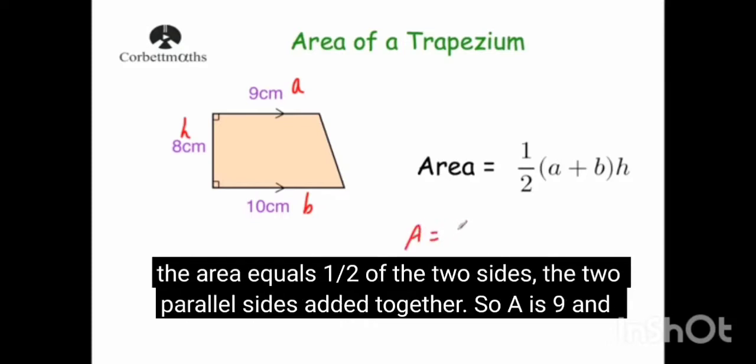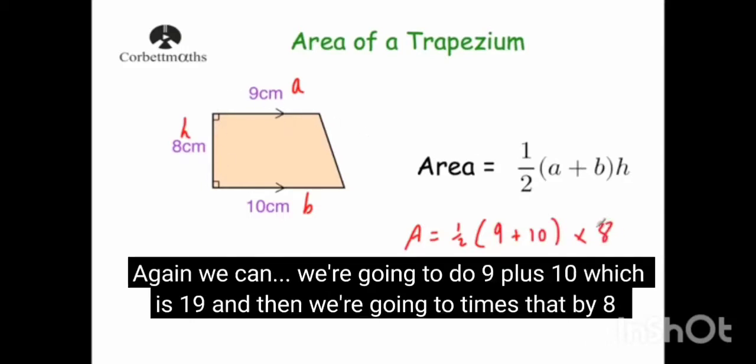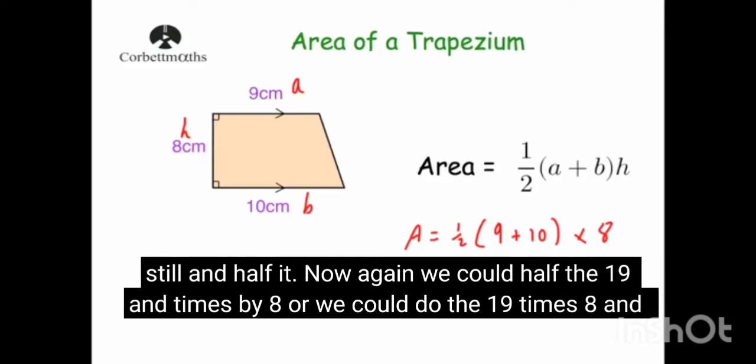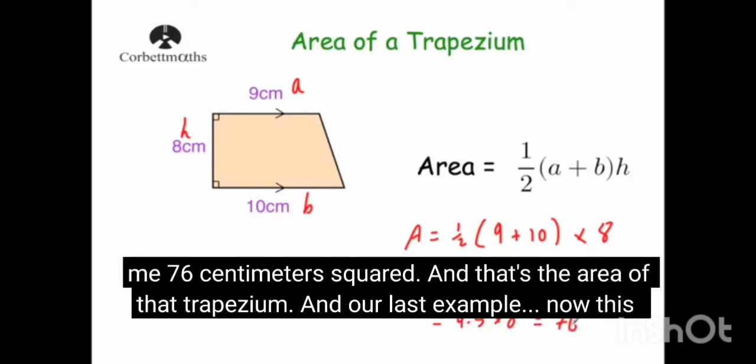So the area equals a half of the two parallel sides added together. So A is 9 and B is 10. And we're going to times that by the height between them, the height of the trapezium, which is 8. Again, we're going to do 9 plus 10, which is 19, and then times that by 8 and half it. Now again, we could half the 19 and times by 8, or we could do the 19 times 8 and then half it. I'm going to half it first of all, which is 9.5, and then times by 8, which will give me 76 centimeters squared. And that's the area of that trapezium.